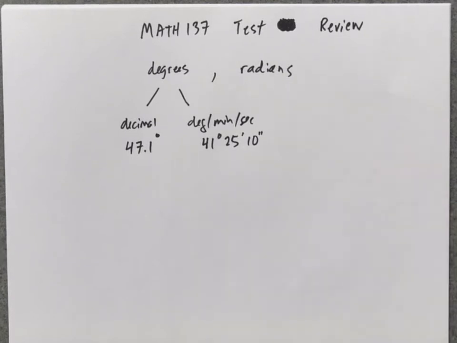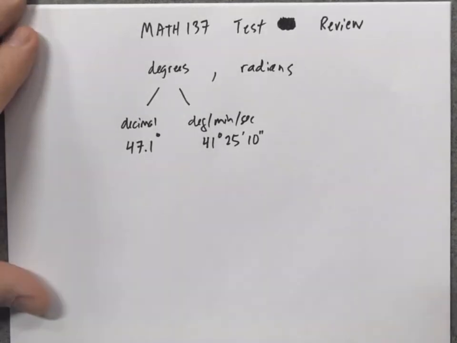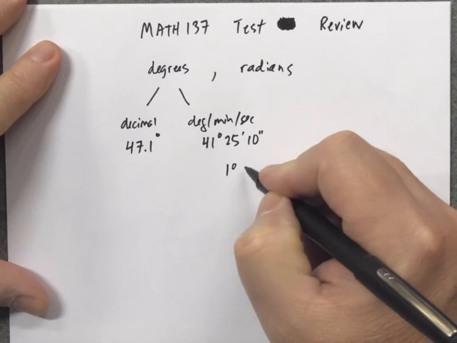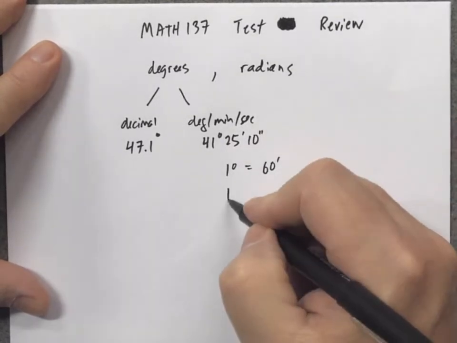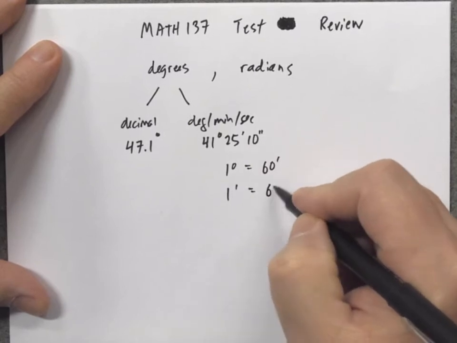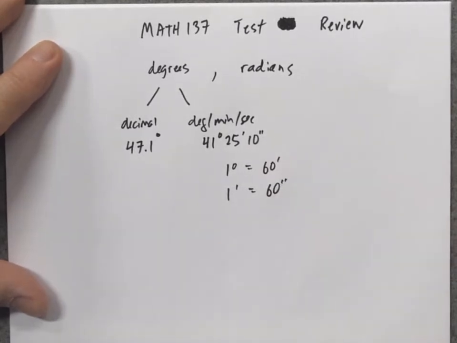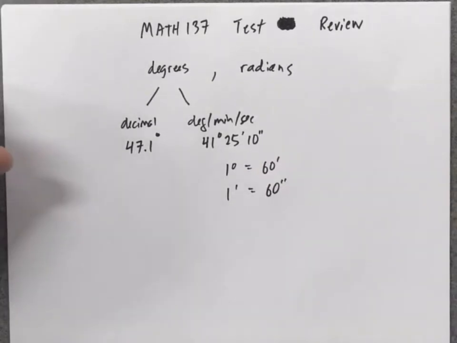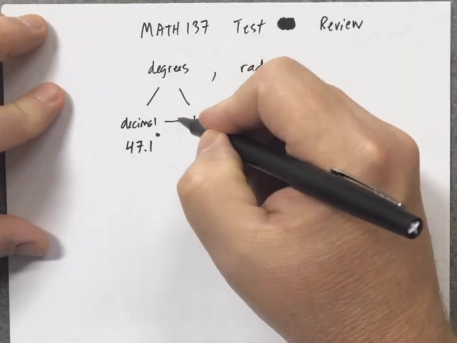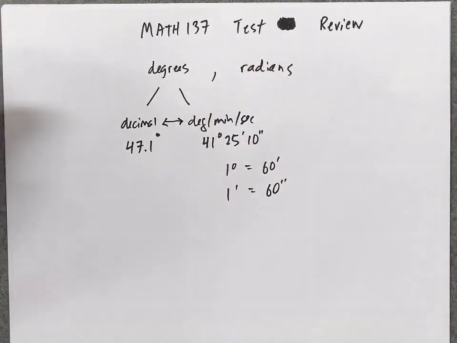It's interesting how with these angles, they use the words minutes and seconds, just like time, and the numbers are actually the same because 1 degree equals 60 minutes, and then 1 minute equals 60 seconds. All right, so based upon all this stuff, now we're going to actually try and convert decimals to degrees, minutes, seconds, and degrees, minutes, seconds to decimal.